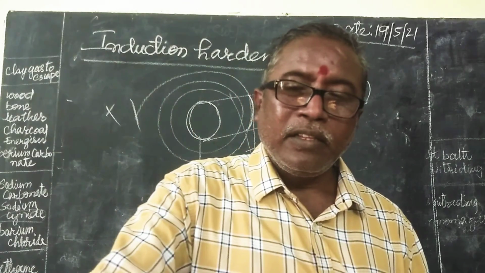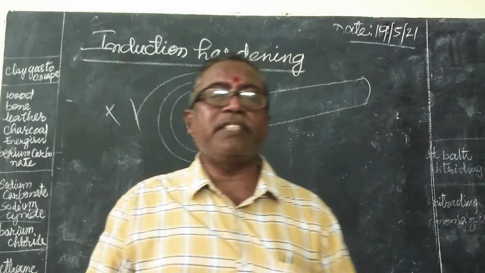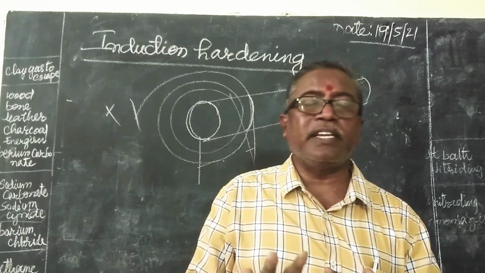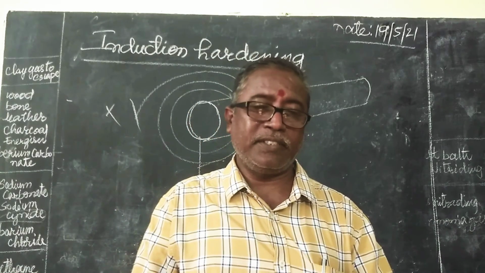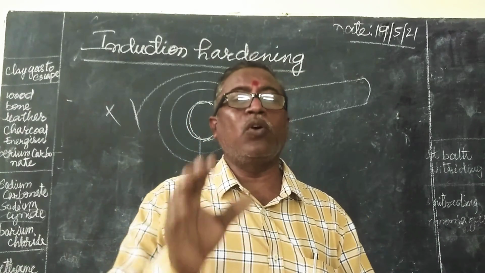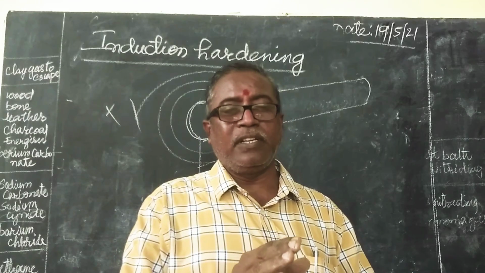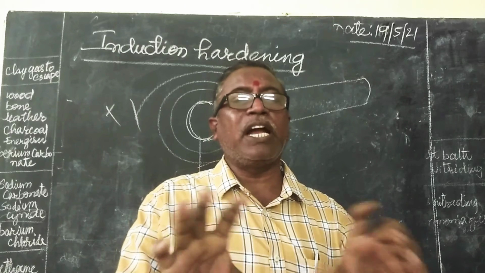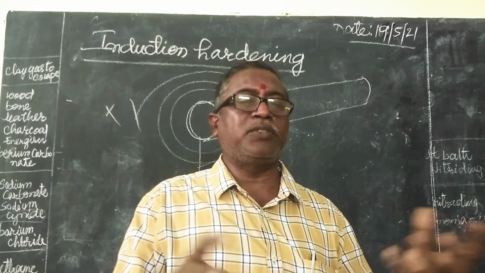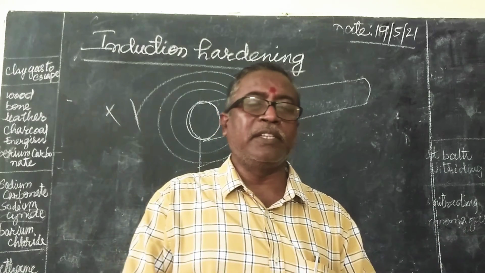Then, what is case hardening? Case hardening is to harden the outer surface of the metal. The core will be soft, so that means toughness will be there, and it will not break. Otherwise, if it is too hard, the part will break.